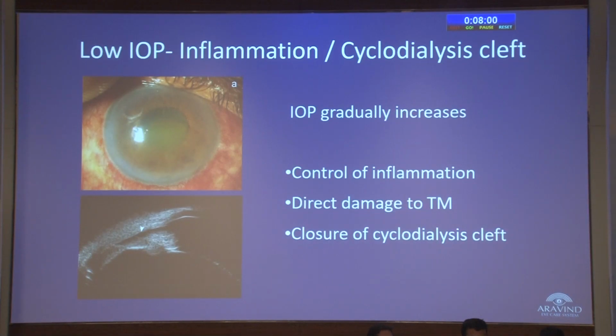A few patients immediately after injury who are predisposed to develop glaucoma in future can manifest with very low intraocular pressure. This could be due to either severe inflammation in the anterior chamber or the formation of a cyclodialysis cleft, which is a communication between the anterior chamber and the suprachoroidal space. Eventually, these patients may end up with an increase in intraocular pressure once the inflammation is controlled or with the closure of the cyclodialysis cleft.